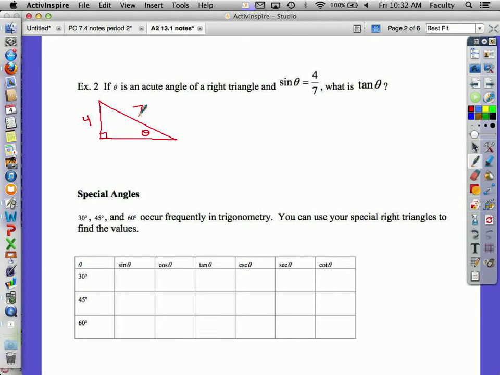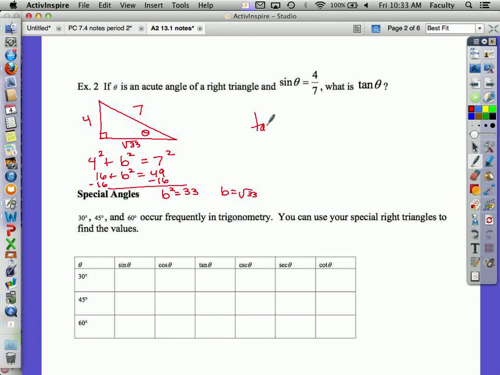Okay, it's opposite over adjacent, but we're missing the adjacent, right? So we do a Pythagorean theorem. All right, let's do a Pythagorean theorem on it. So I'm going to say 4 squared plus b squared equals 7 squared. That's 16 plus b squared equals 49. So b squared is 33. So that missing side is the square root of 33. Let me refresh your memory. We simplify all radicals. We rationalize all denominators, okay? That's an assumed thing we do.